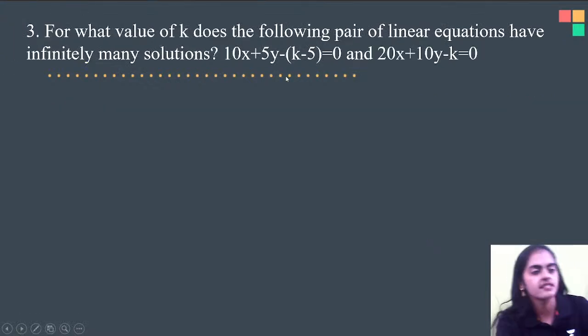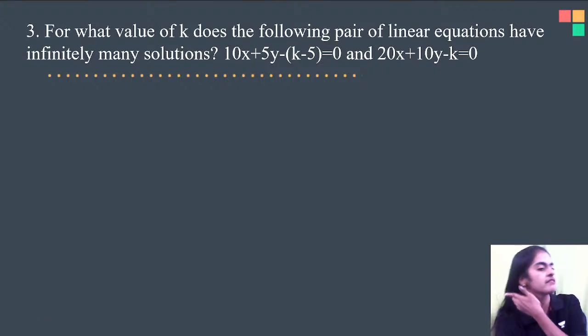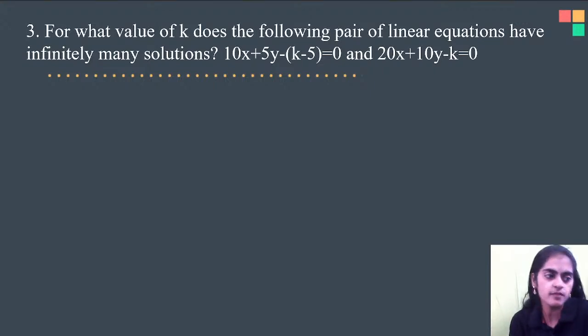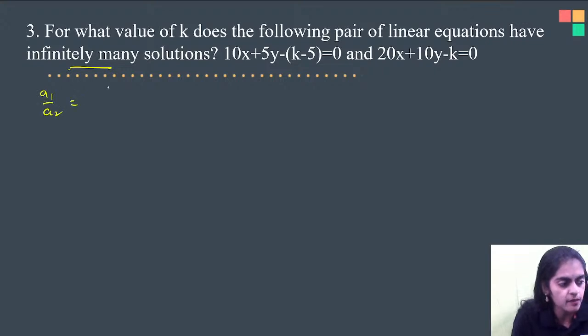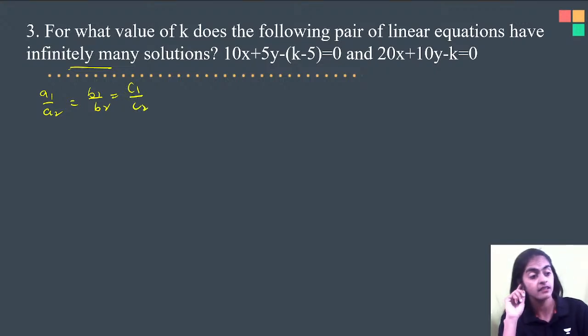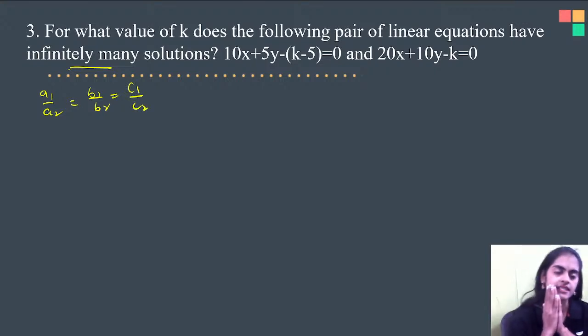For what value of k does the following pair of linear equations have infinitely many solutions? 10x plus 5y minus k minus 5 is 0, and 20x plus 10y minus k is 0. Here infinitely many solutions means again a1 by a2 equals b1 by b2 equals c1 by c2. Clear? Infinitely many solutions means the lines are coincident, so all the ratios are equal. Here a1 is the x coefficient, which is 10.